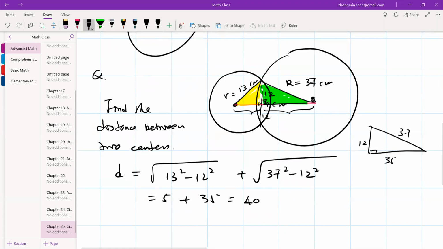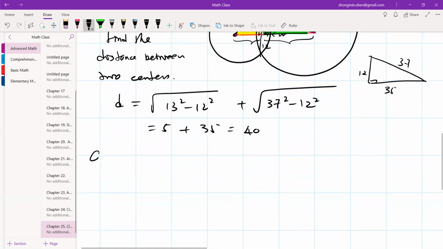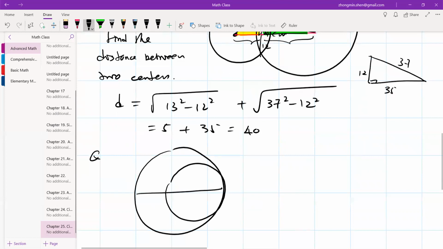My next problem will be: here's a larger circle, and this is on the diameter. I have two circles, one larger, the other smaller. Here's the smaller circle, and here's the larger circle. The ratio is going to be 2 to 3.